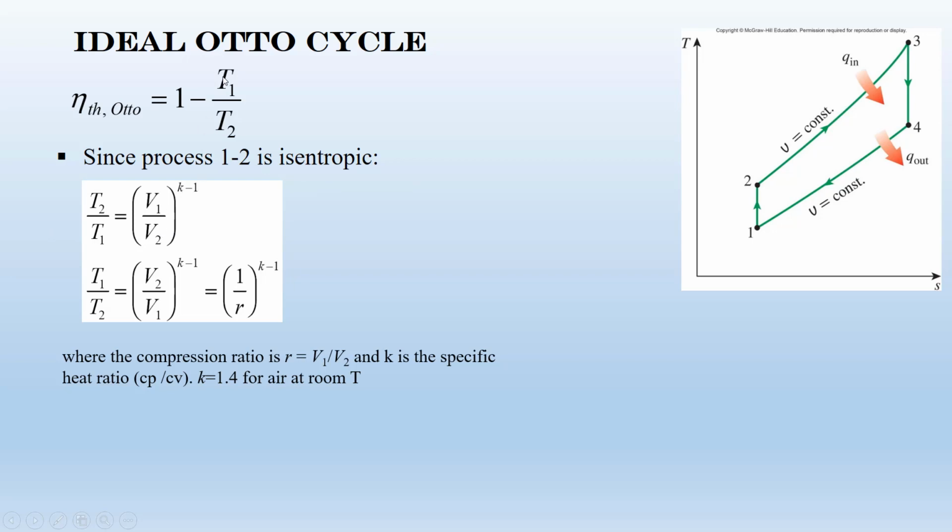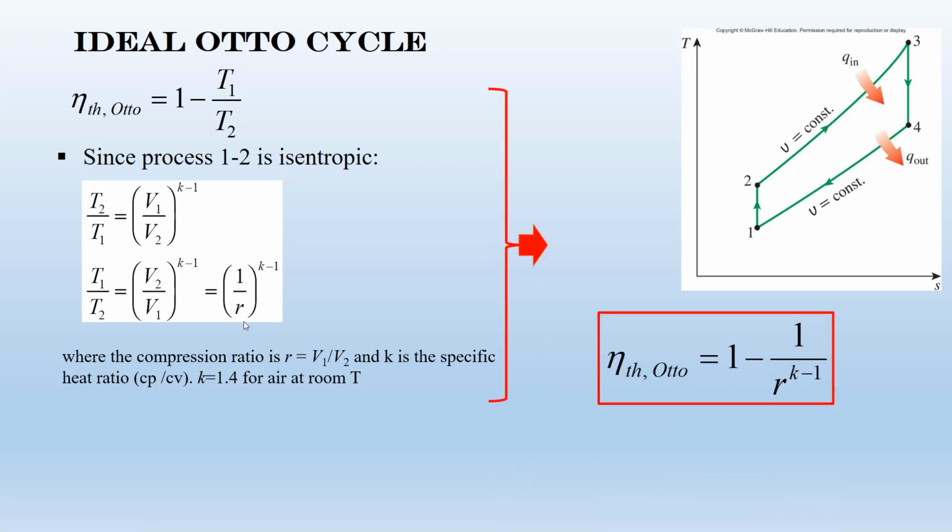And then here we need T1 over T2. So if you calculate T1 over T2 from this equation, you can write T1 over T2 equals 1 over r to the power k minus 1. This is another equation, guys. If you have the compression ratio, you can use this equation to find the thermal efficiency of the Otto cycle with constant specific heats.